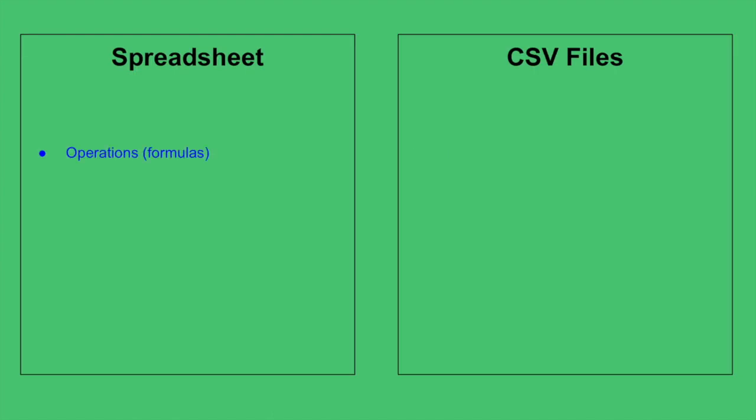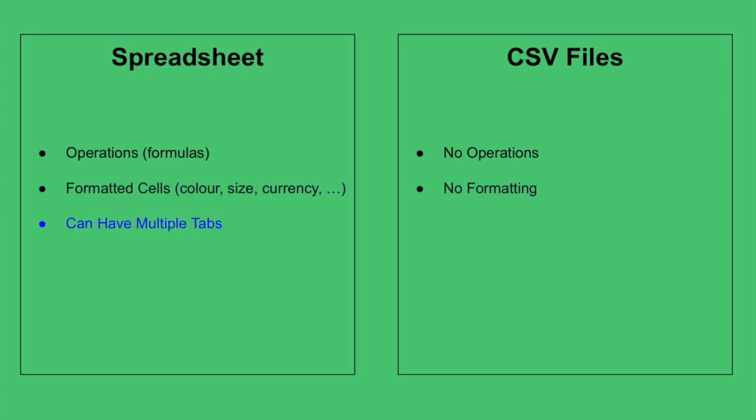A spreadsheet has all kinds of operations in the sheet, basically formulas connecting things together. CSV files have no operations. Spreadsheets can have formatted cells. They can be formatted with color, size. You could have the dollar sign for currency, all kinds of ways to format them. CSV files have no formatting. On a spreadsheet, you can have multiple tabs. CSV files only have one tab.